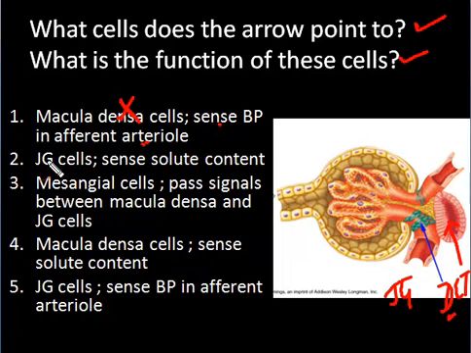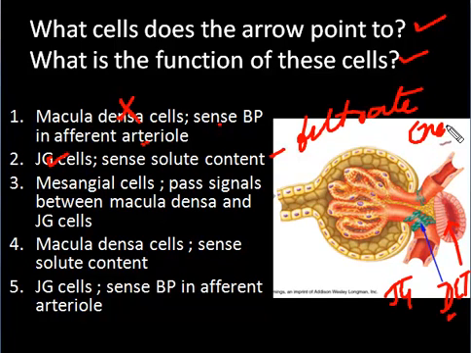So that part is correct. JG cells is correct. But then the next choice is sense solute content. Now if you look at it, solute content is the content which is present in the filtrate. So this has to lie in the nephron, in one of the parts of the nephron. The filtrate does not lie in the arteriole. Blood lies in the arteriole. The filtrate lies in the distal convoluted tubule. So hence JG cells cannot sense solute content. So this part is wrong, hence this choice would also be wrong.